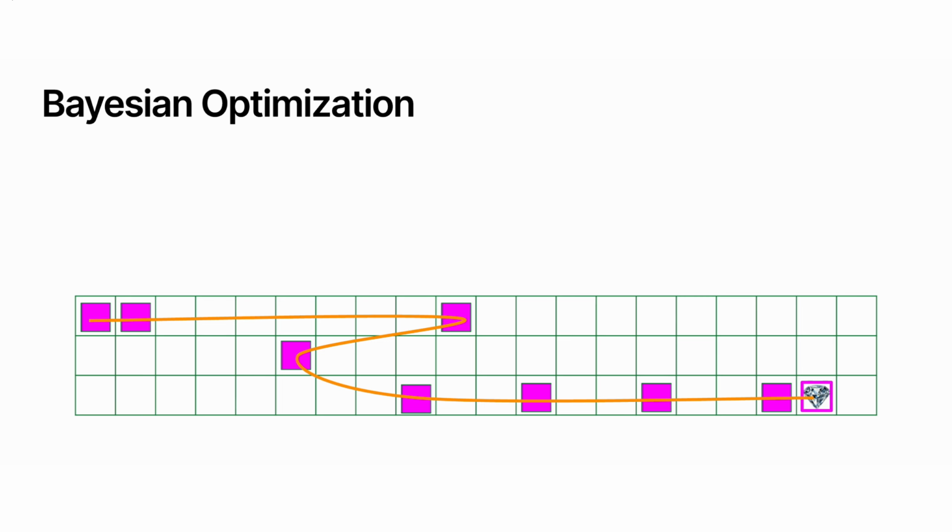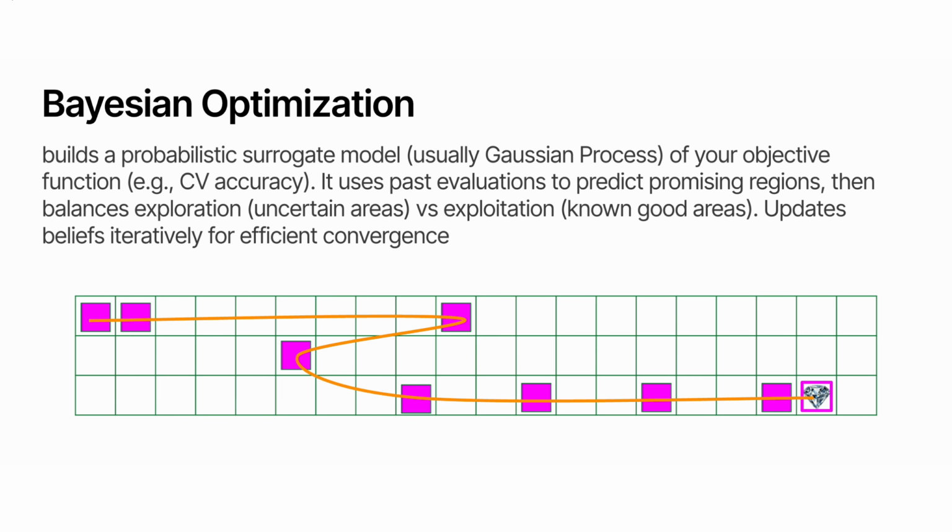Bayesian optimization will build a probabilistic surrogate model, for example, using a Gaussian process, and have an objective function. So the objective function is, for example, in the case of classification, you can have a cross-validation accuracy. In the case of regression, you can have RMSE, MAE, MSE, as you deem fit. And then it uses the past evaluations to predict promising regions, then balances the exploration. For example, it will detect the uncertain areas, then explore the known good areas. Then it updates its beliefs and iteratively continues the process until it arrives at an efficient convergence.